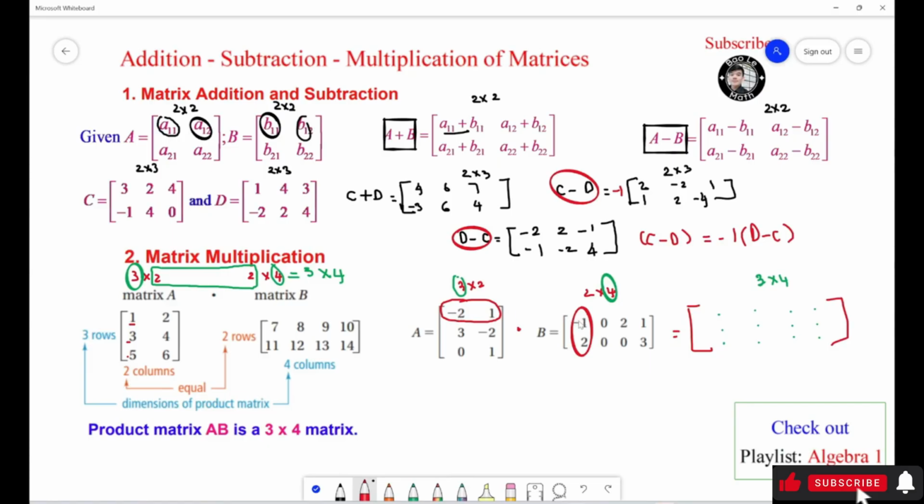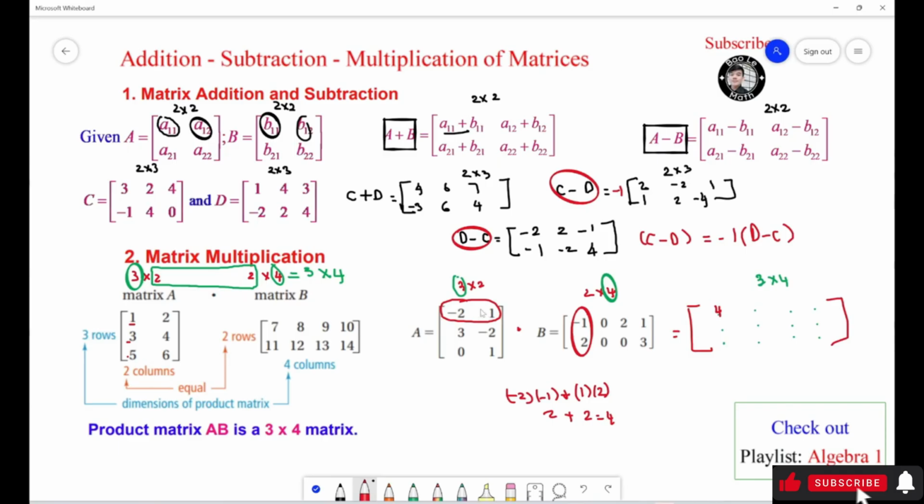Negative 2 times negative 1 plus 1 multiplied by 2. So this is 2 plus 2 equals 4. So 4 goes over here.